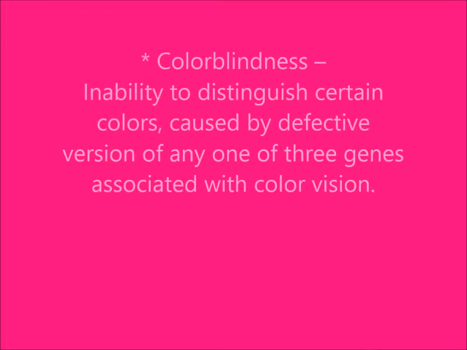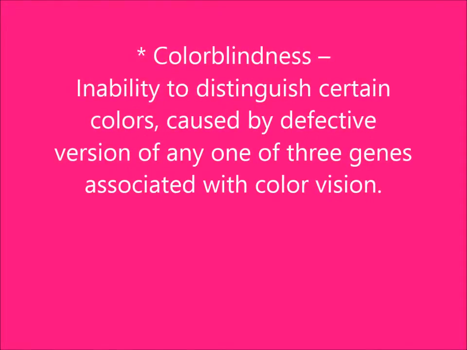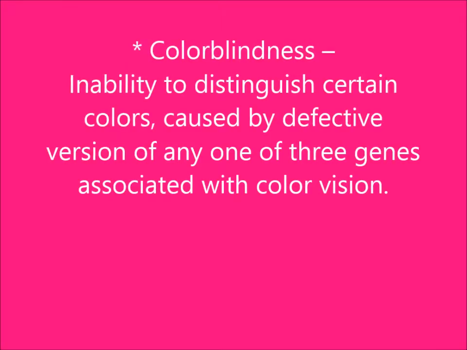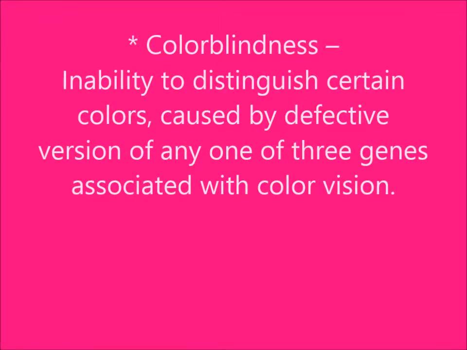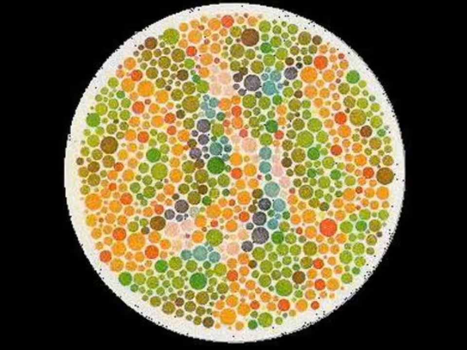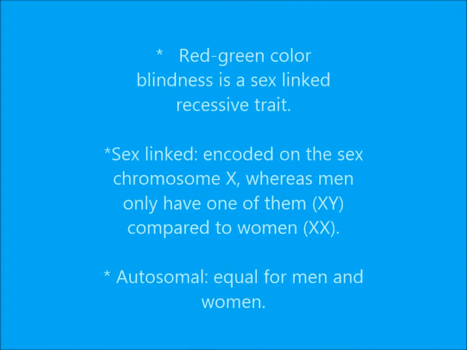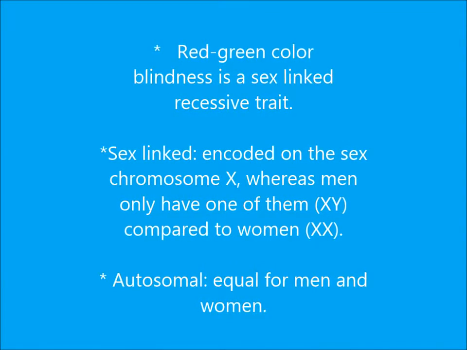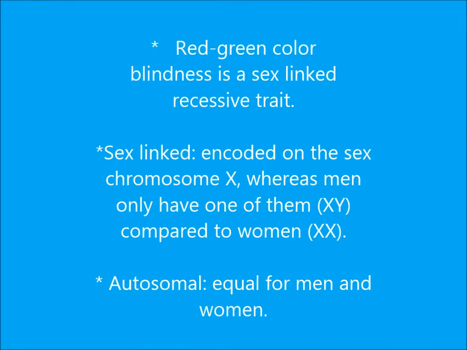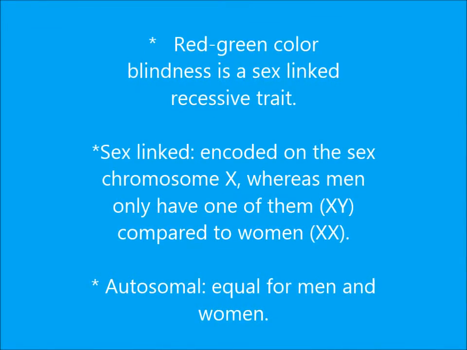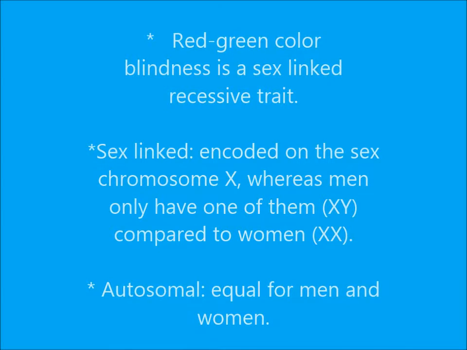Color blindness is the inability to distinguish certain colors caused by defective vision of any one of the 3 genes associated with the color vision. Blue-yellow color blindness is an autosomal dominant trait. The color red-green color blindness is a sex-linked recessive trait. A sex-linked trait is encoded on your sex chromosome X, where men only have one of them, XY, compared to women having XX. An autosomal means equal for men and women.